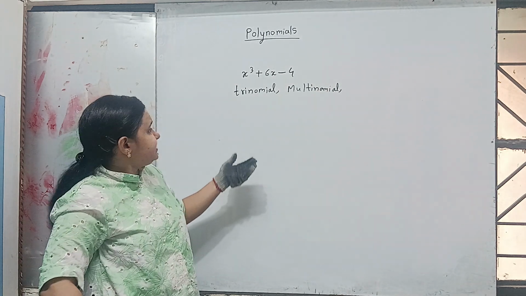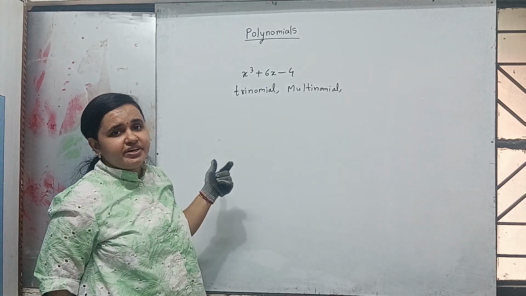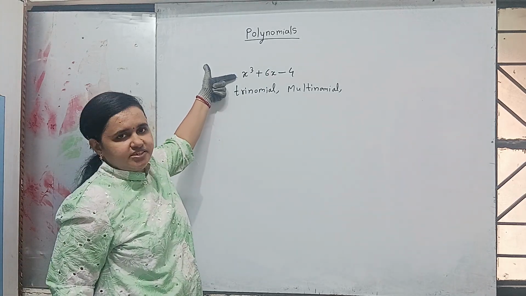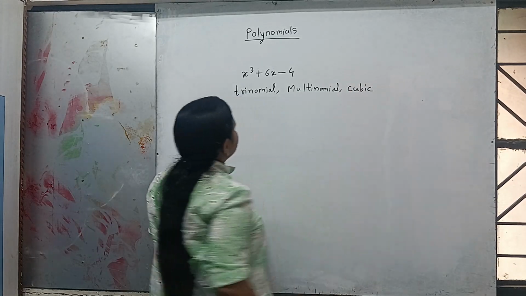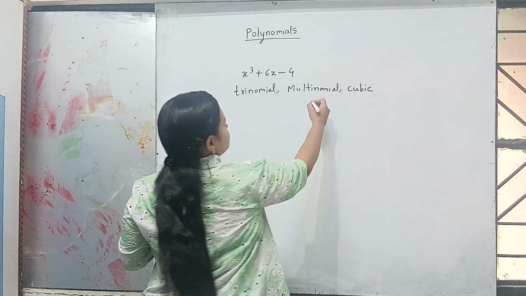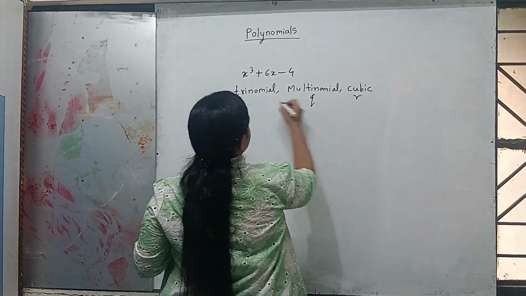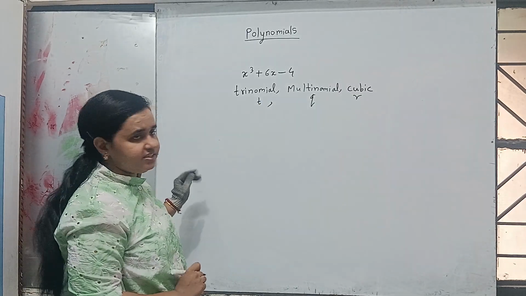Now, is it a cubic polynomial? Yeah, a cubic polynomial has degree 3. It has a degree 3, so it is a cubic polynomial. So our options are Q, R and T. Q, R and T. Trinomial, multinomial and cubic polynomial. Okay?